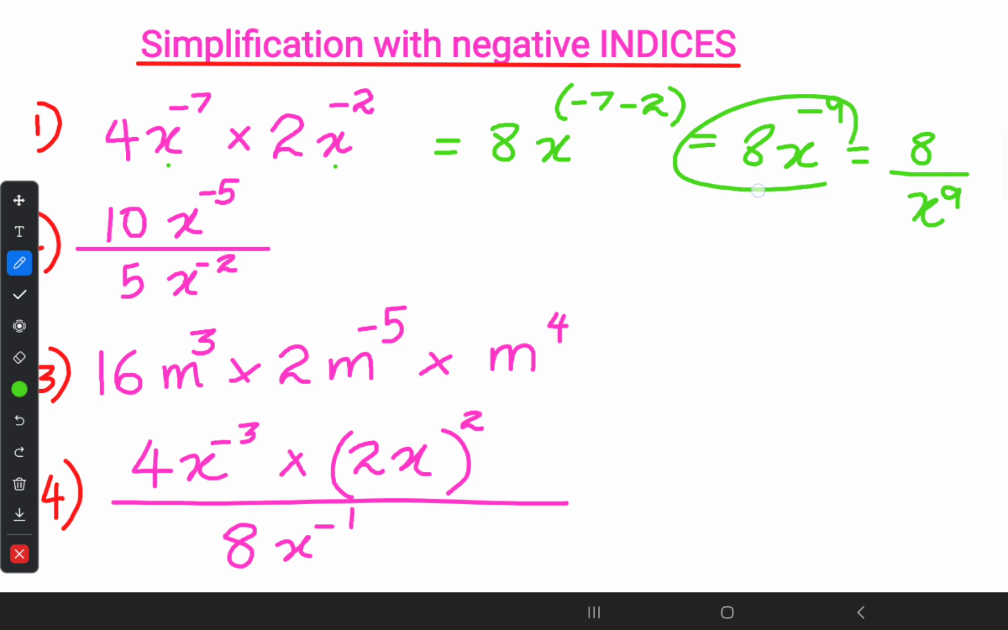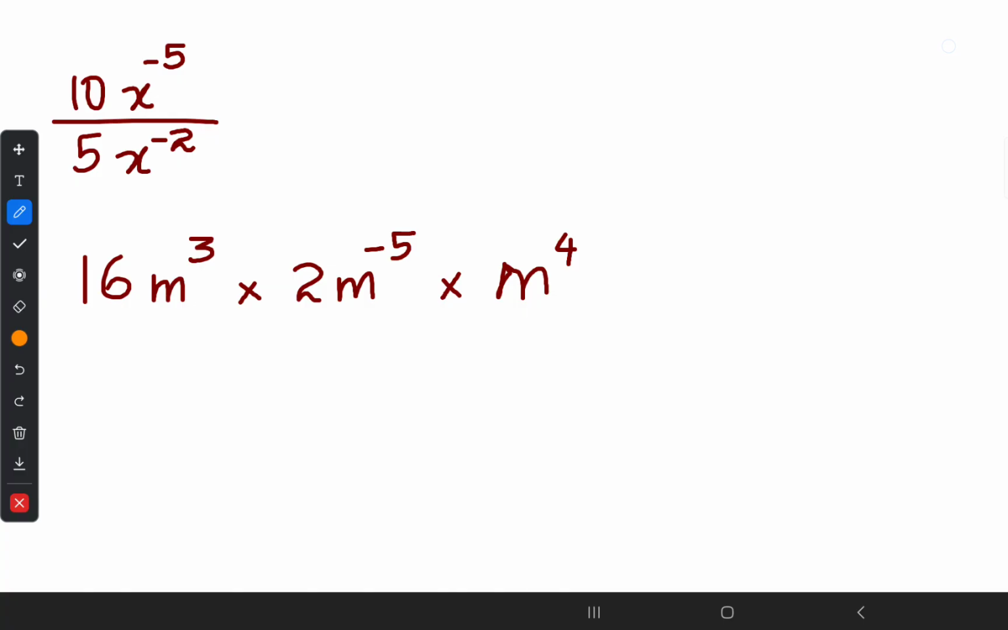You cannot finish up here because this is having a negative index. You should convert it to positive index as final. Then here division, 10 divided by 5 is 2. In division with same bases, you should subtract the powers, so x. So here 10 divided by 5. First I will do the division, 2. Same base division, so we need to subtract the powers.